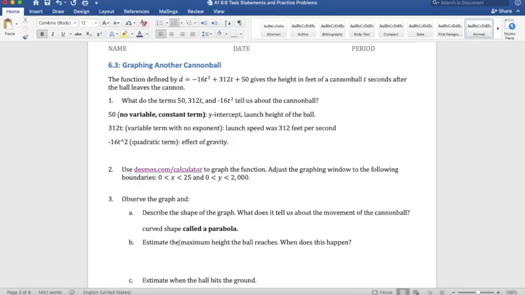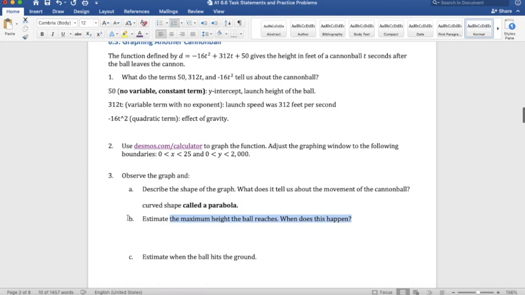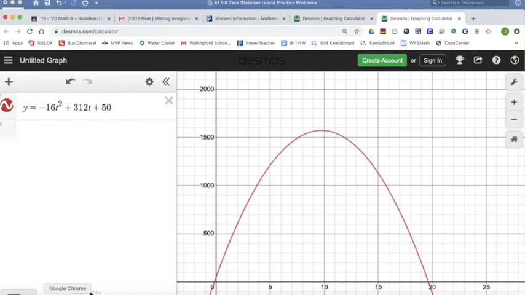What is the maximum height the ball reaches, and when does that happen? And when does the ball hit the ground? So think about parts B and C. Maximum height, when does this happen, and when does the ball hit the ground? Look at the graph, you can figure those two things out. Pause it, shouldn't be too long.